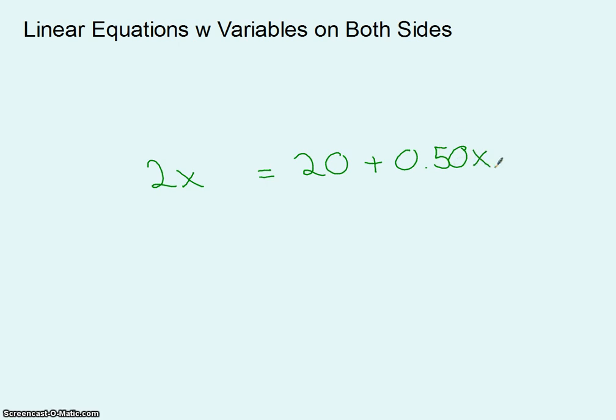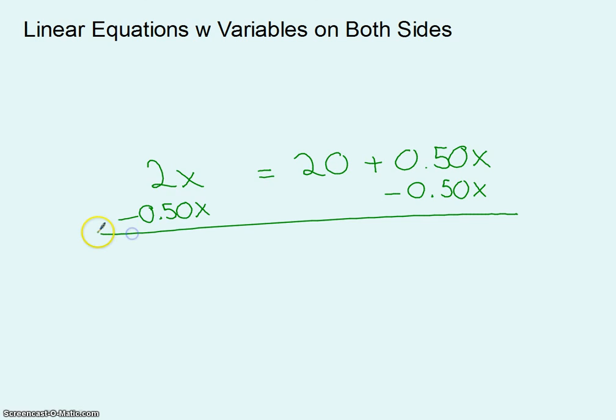Notice I have all of my non-x's on the right, so I'm going to get my x's to the left by subtracting 0.50x from each side. Okay. Well, 2x minus half an x is 1.5x, and this is 20. So now, if I want to find out what x is, just divide by 1.5.